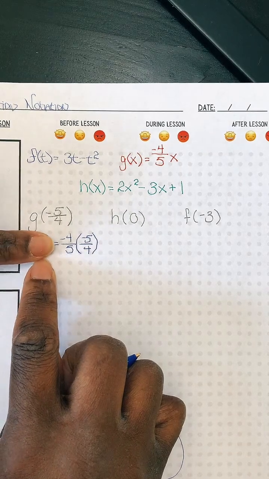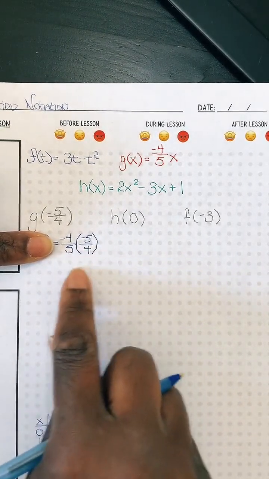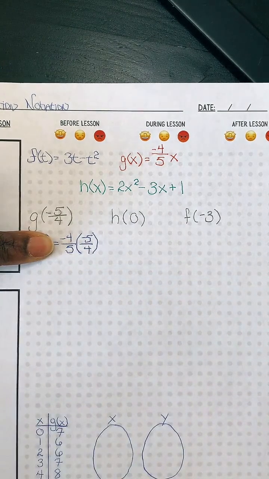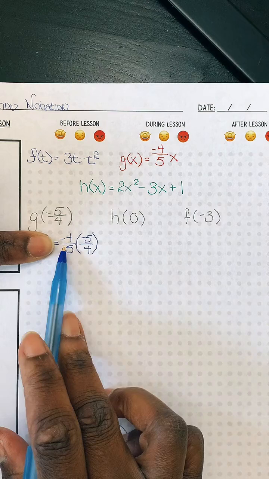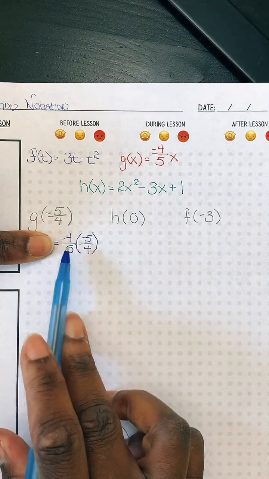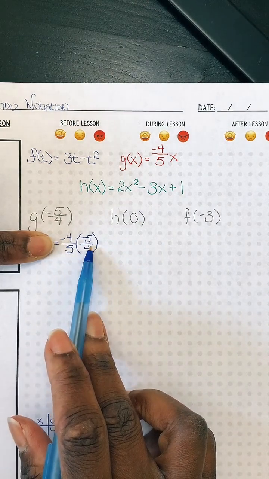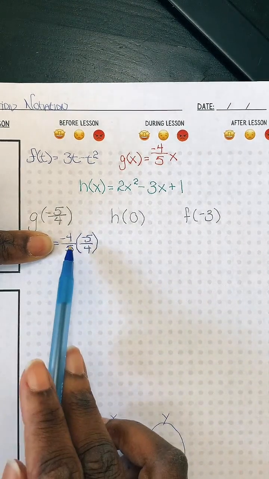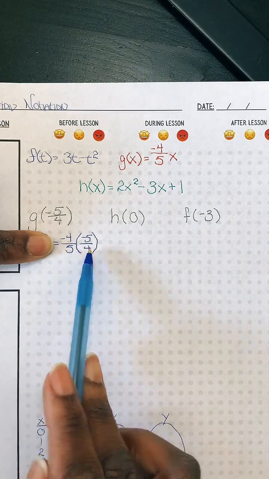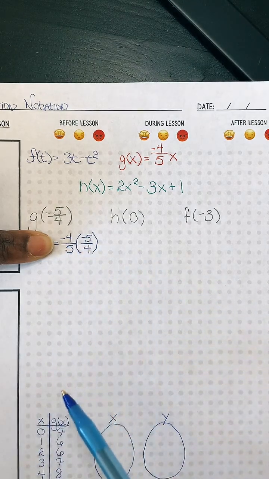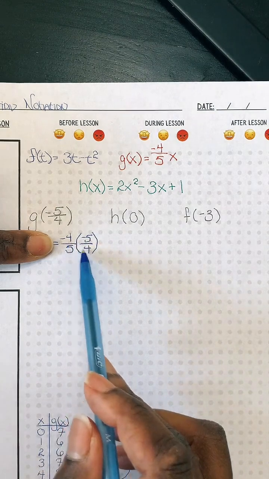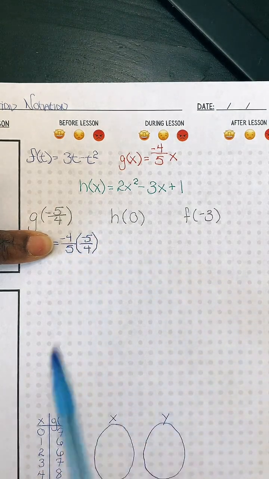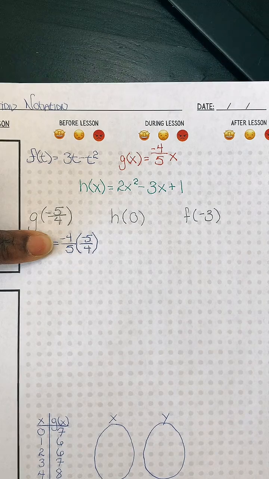So we don't need that, okay? All the action is happening over here on the right-hand side. First off, we have a negative times a negative, and a negative times a negative will give us a positive. We can either multiply straight across, then simplify, or we can cross simplify, then multiply. You're going to get the same answer either way.